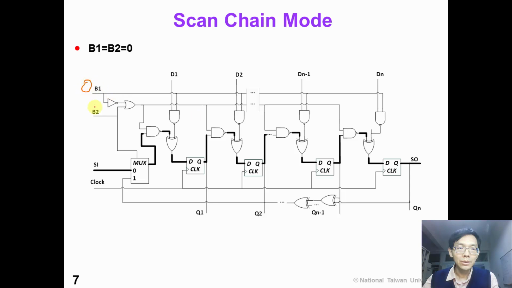When B1 is 0 and B2 is 0, the NAND gate output is tied to 1. And we select the scan input. So this is just like a scan chain. The data is coming in from SI scan input pin, and it is shifted out to the SO shift out pin.